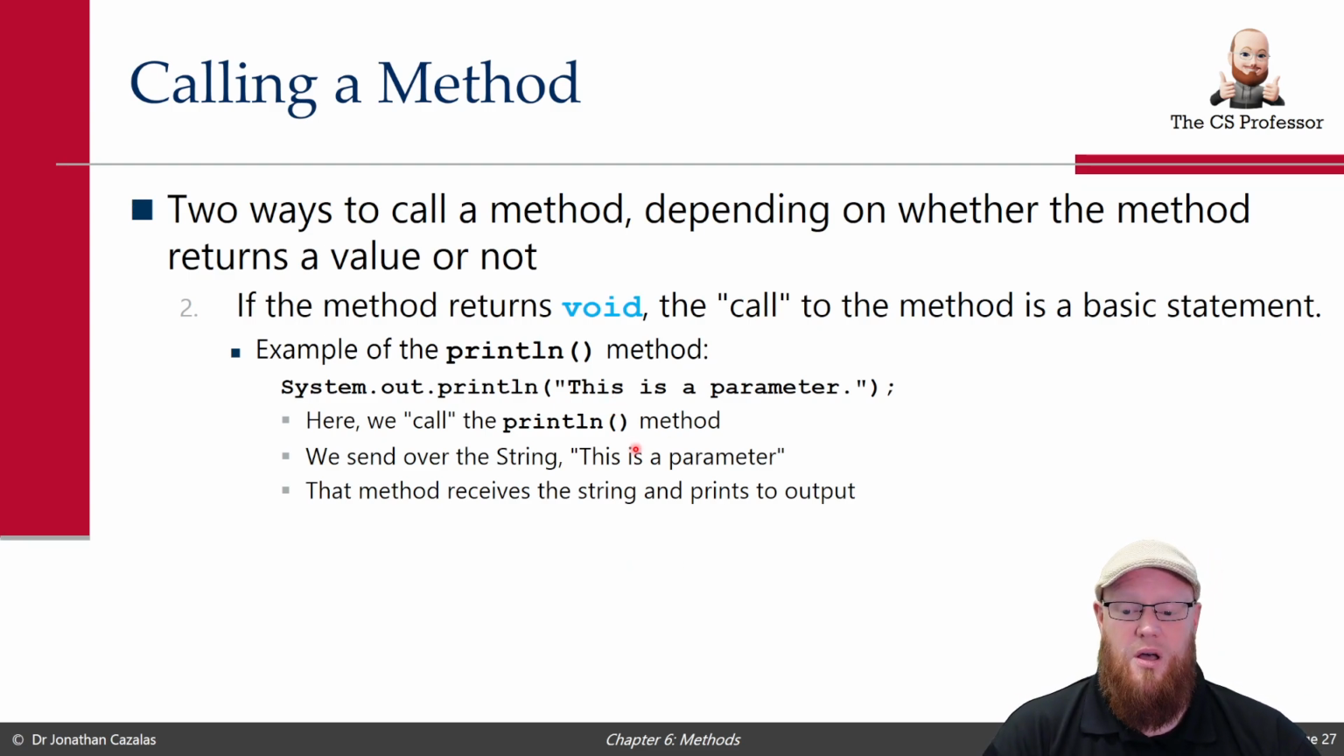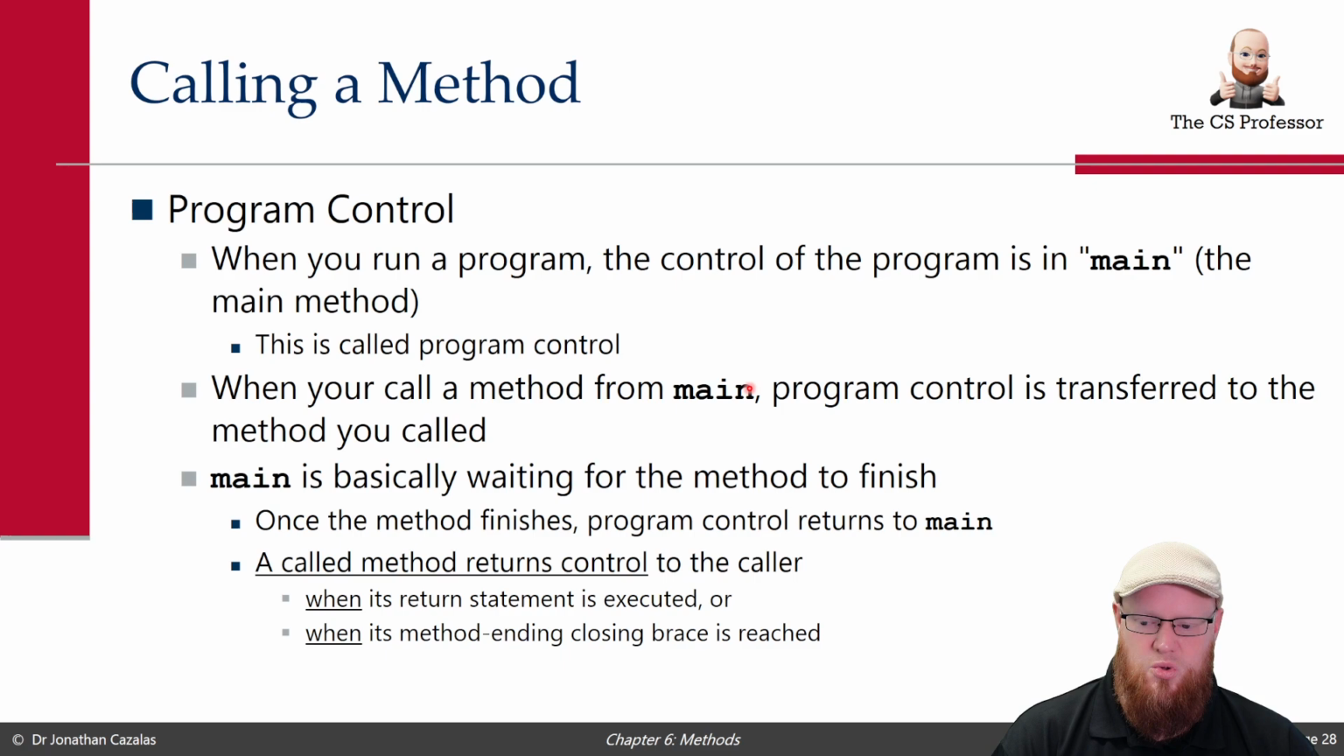So what's an example of a basic void method? Println is a method we've been using all semester. We can send no parameters to it, in which case it just prints an empty new line, or we can send many different parameters to it. Here's one example where we're sending a string parameter to that method. We're calling the method println, and we're sending over this string of text. That method is going to print that string, as you know, to the output.